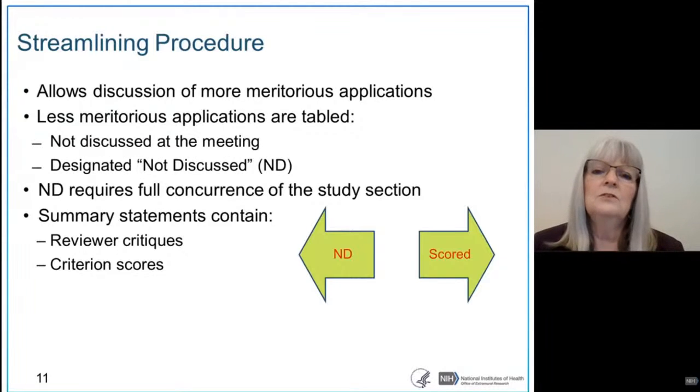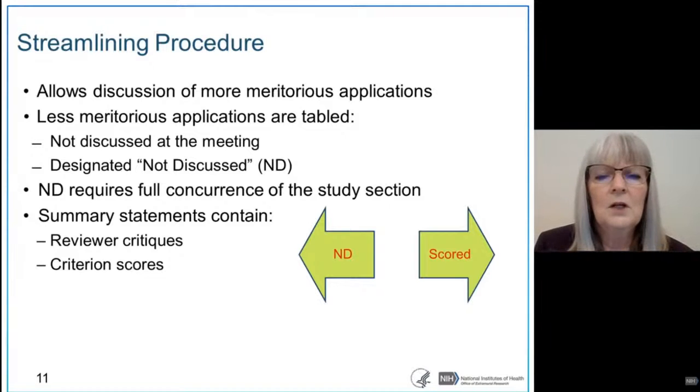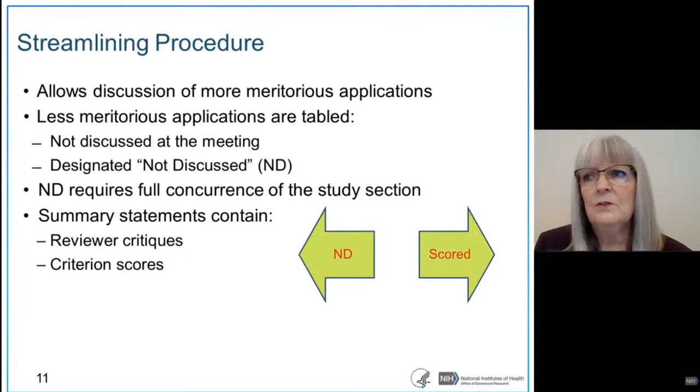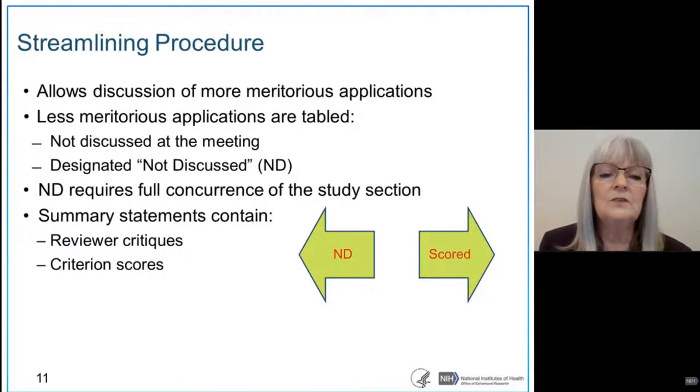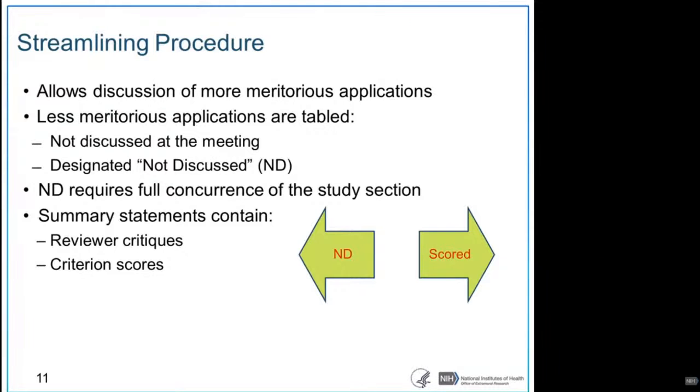Less meritorious applications, those with the likelihood of low impact, are tabled and not discussed further. They will be designated ND for not discussed on your summary statement. ND requires full concurrence of the entire study section. So if even one member does not agree with the ND outcome, they can rescue the application and put it into discussion of the entire panel. Your summary statements for a not discussed application will include the reviewer critiques and criterion scores from the assigned reviewers.